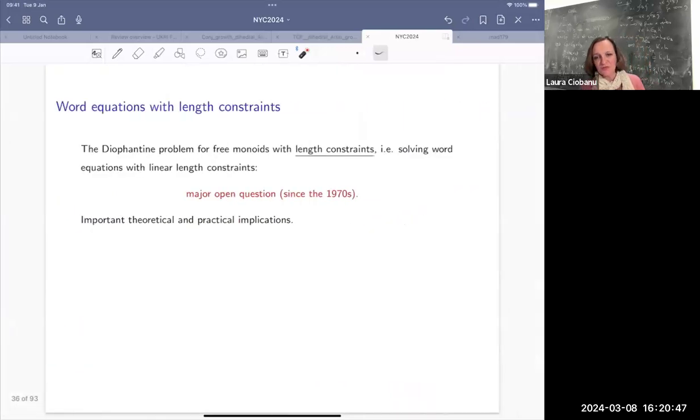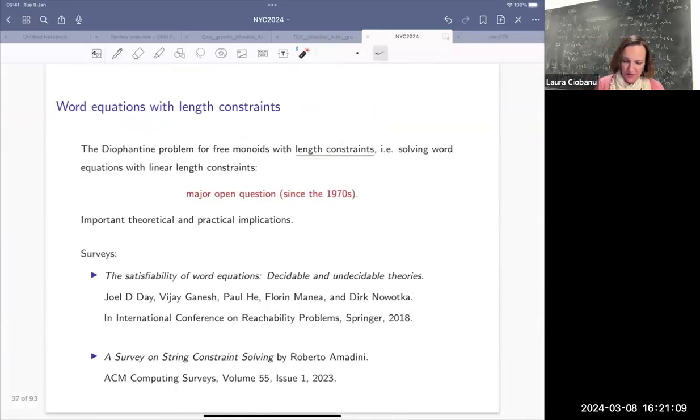So, well, it turns out that question 1, solving word equations, so I'm really looking at free monoids now, with length constraints, is one of the biggest open questions in theoretical computer science. And it's been open since the 70s, and it's got all kinds of implications. I recommend there are recent surveys, maybe one not so recent, 2018, about the satisfiability of word equations with all kinds of constraints, and a very recent survey that I'm going to show you a bit about in a moment.